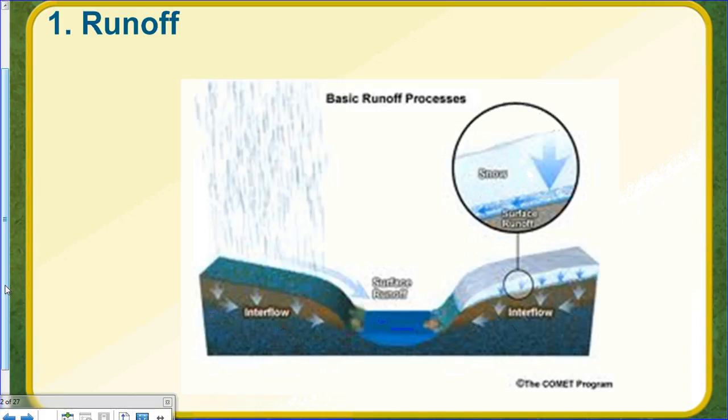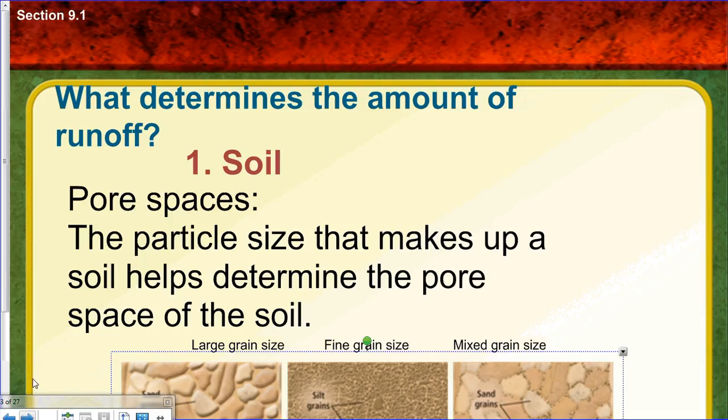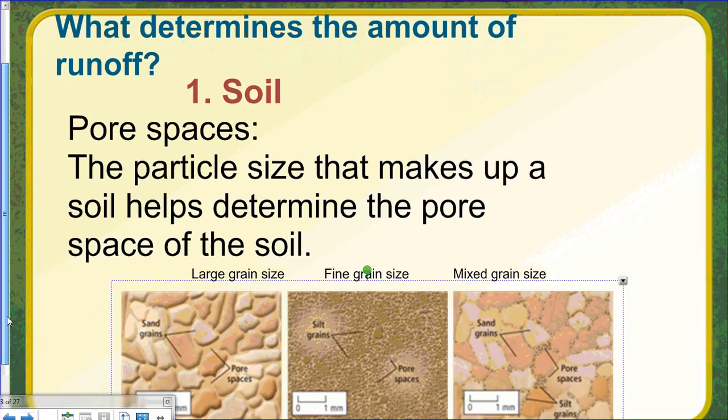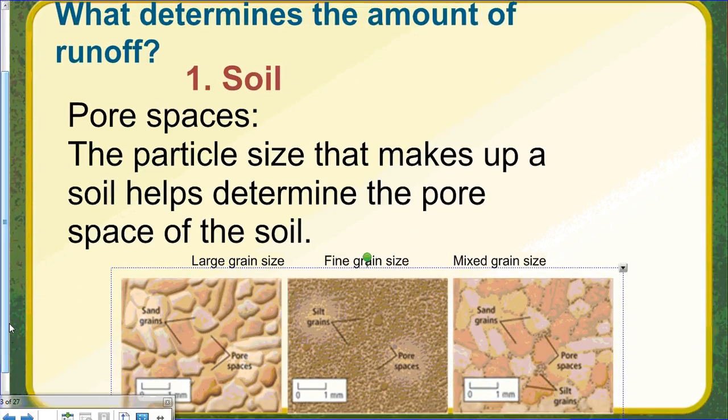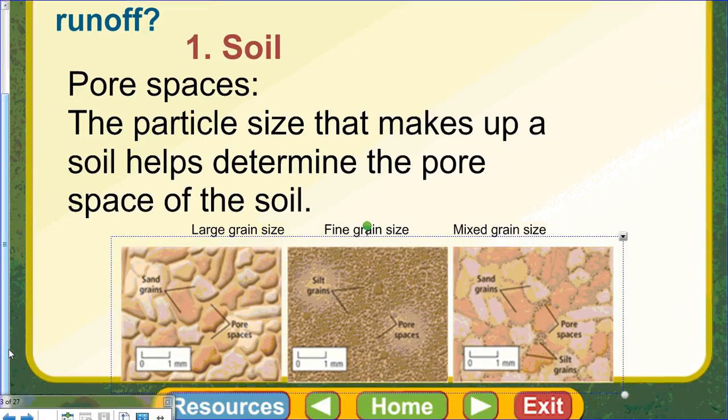So the more runoff you have, the bigger streams that you're going to have. The less runoff, the smaller your streams. So when we look at what determines the amount of runoff, obviously the amount of precipitation is one of the things, but it also depends on some other factors, and one of those factors is the type of your soil.